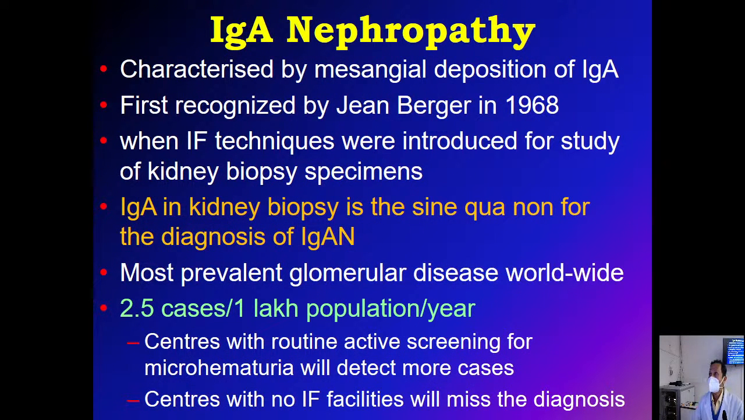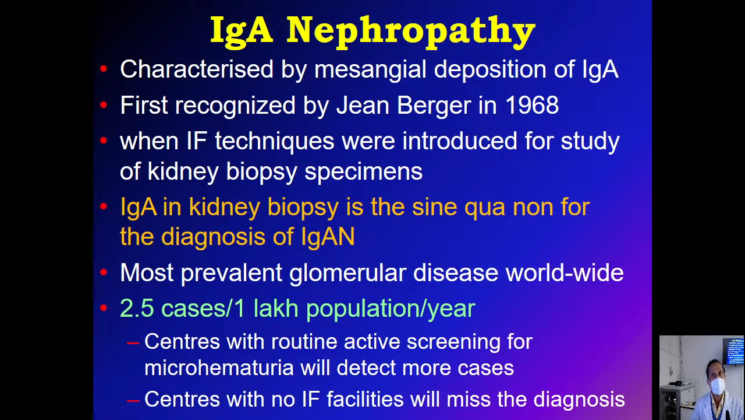Now, as has already been said, Jahrberger in 68 first recognized this condition when IF techniques were introduced in kidney biopsy specimens. It's very important to remember that IgA in the kidney biopsy is sine qua non for the diagnosis of IgA nephropathy. You cannot diagnose IgA nephropathy without doing biopsy as well as immunofluorescence. And it is the most prevalent disease worldwide. Latest studies have shown that it is about 2.5 cases per 1 lakh population per year. So this is a rough estimate.